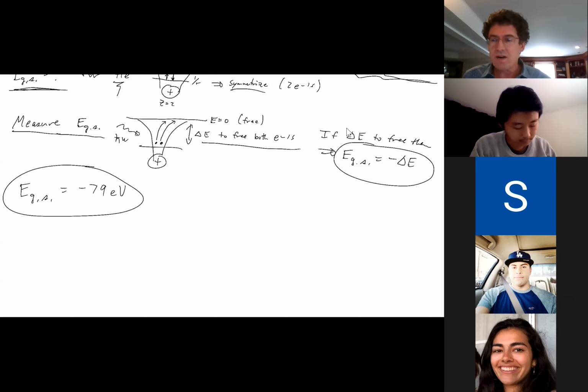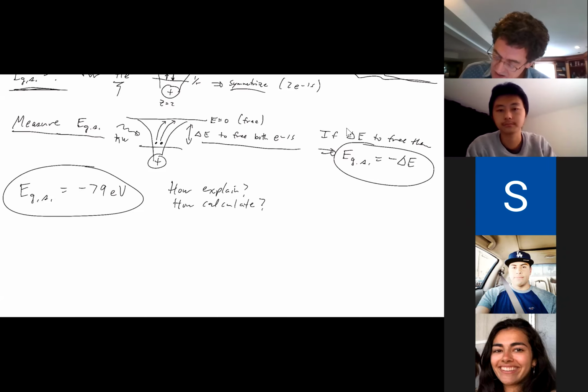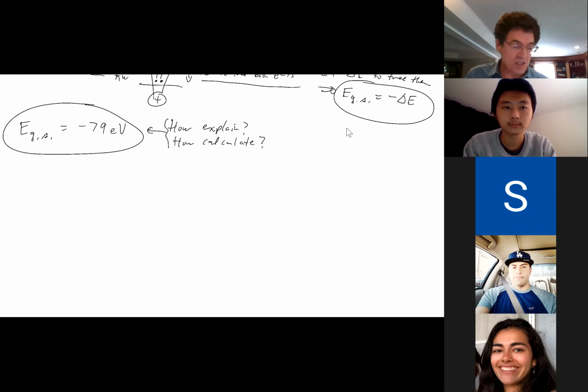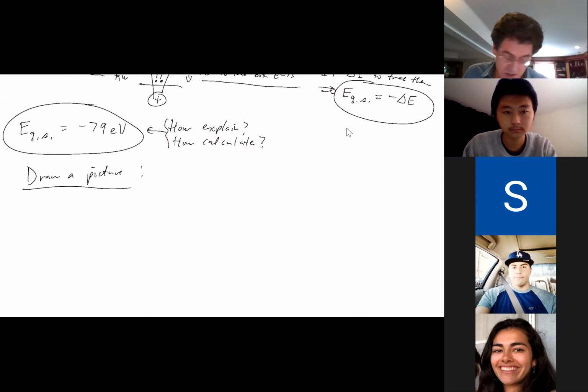So what we want to do now, as little theorists in training, is figure out how to explain this. How do we explain this? How do we calculate it? We want to explain this experimental fact, and so let's start thinking to ourselves. The simplest thing to do, well, let's draw a picture first.